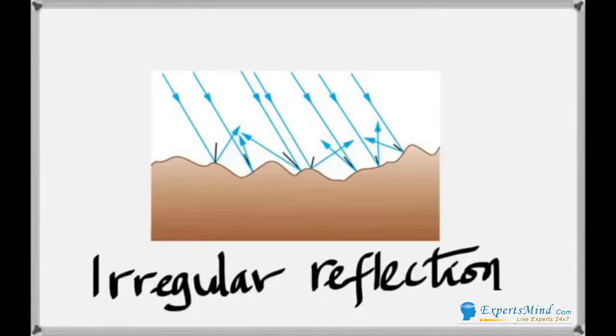You understand that? If it's smooth enough, then all the rays will be reflected in one direction. As you can see here, they're not reflected in one direction. That's why you can't get an image, but you can see the object. So that's the difference between irregular reflection and regular reflection.